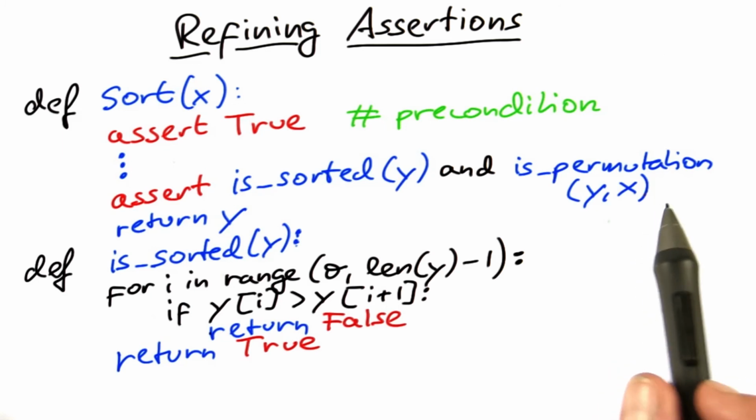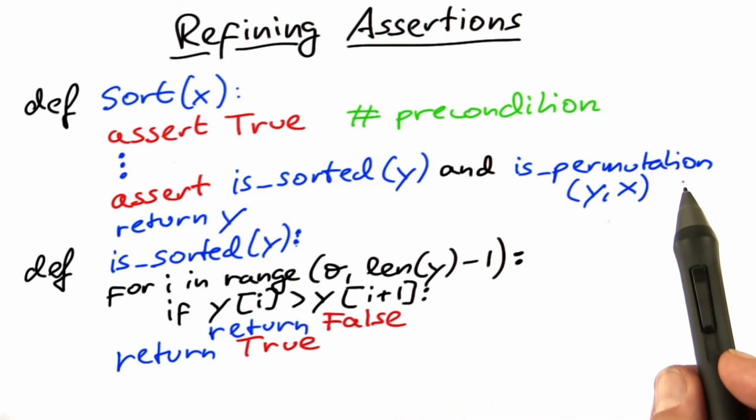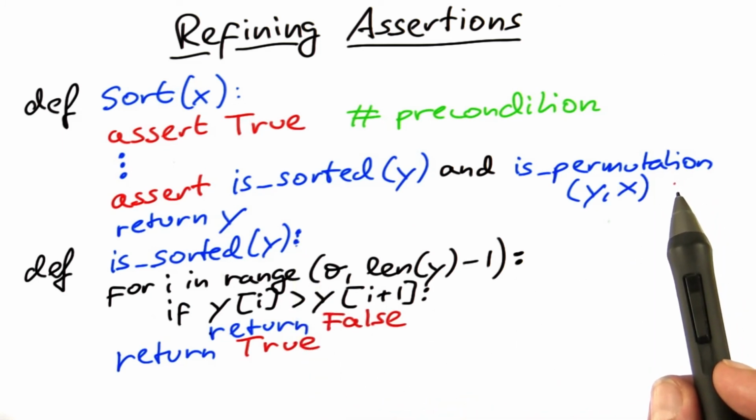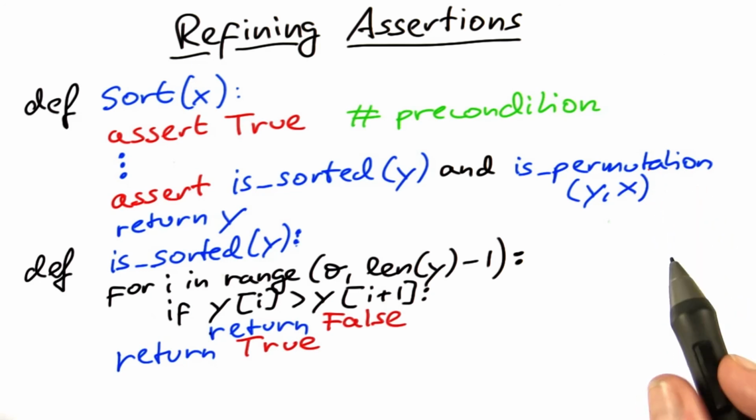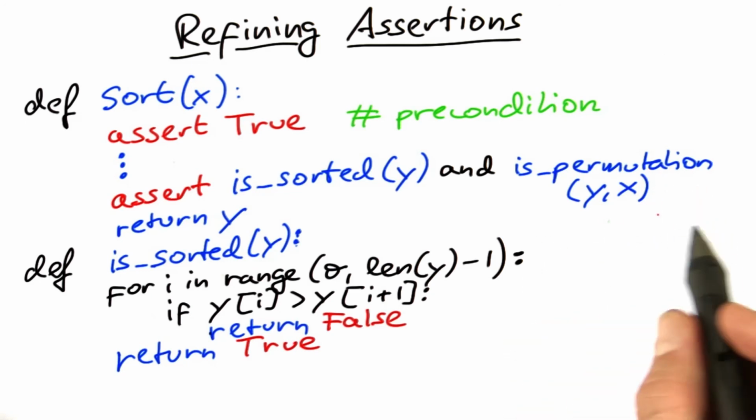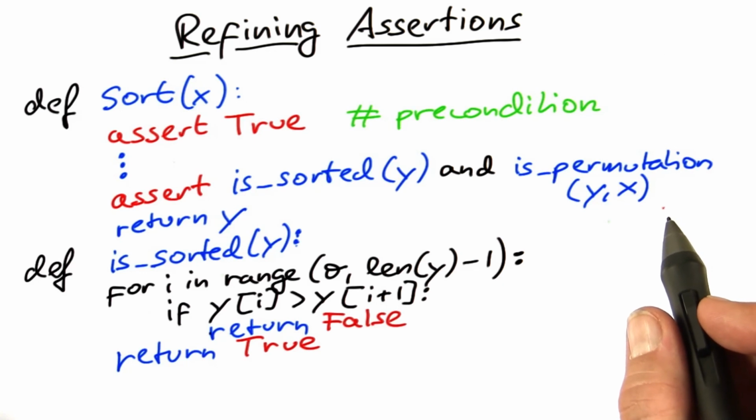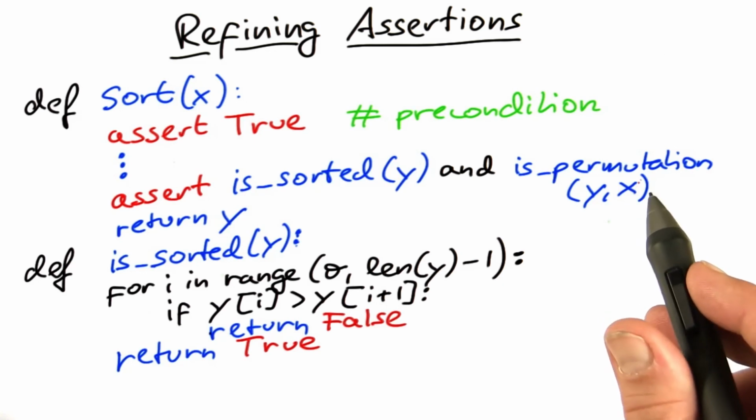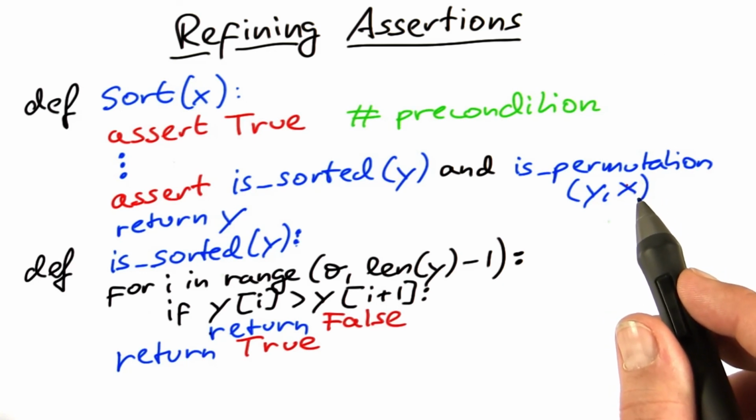Now, this is just is sorted. You also have to come up with is permutation, which is also something you'd have to define. Helper functions like is sorted or is permutation will probably be helpful later in the future because you may be able to reuse them for other purposes. They may even become part of a library.